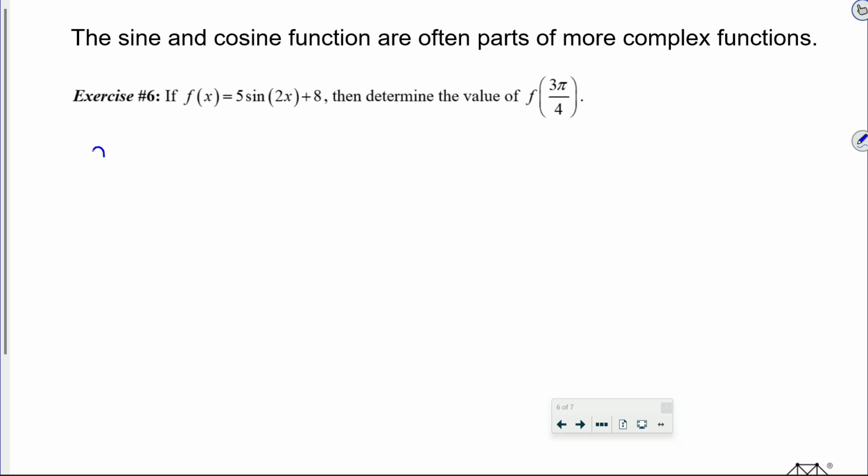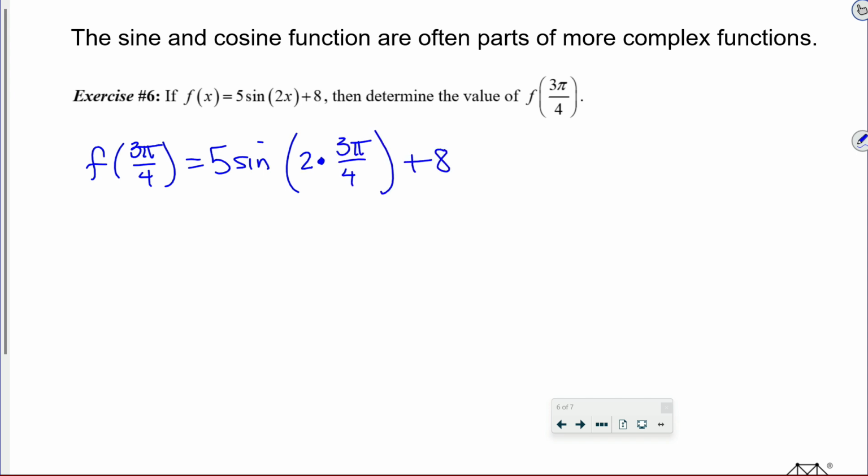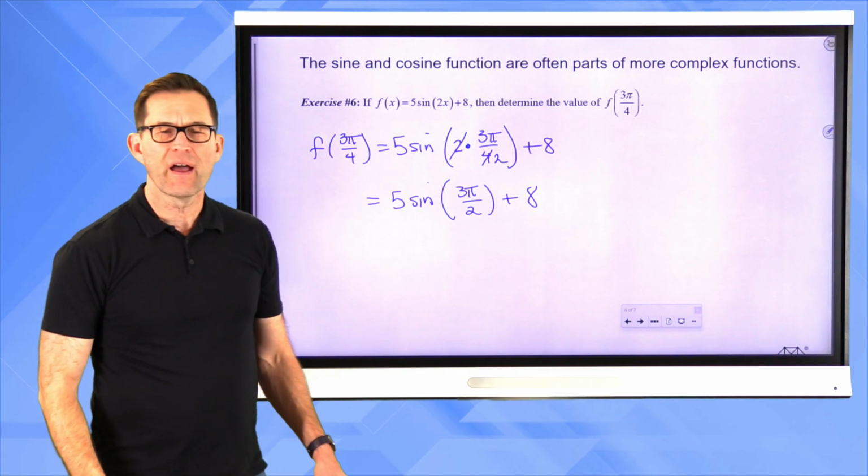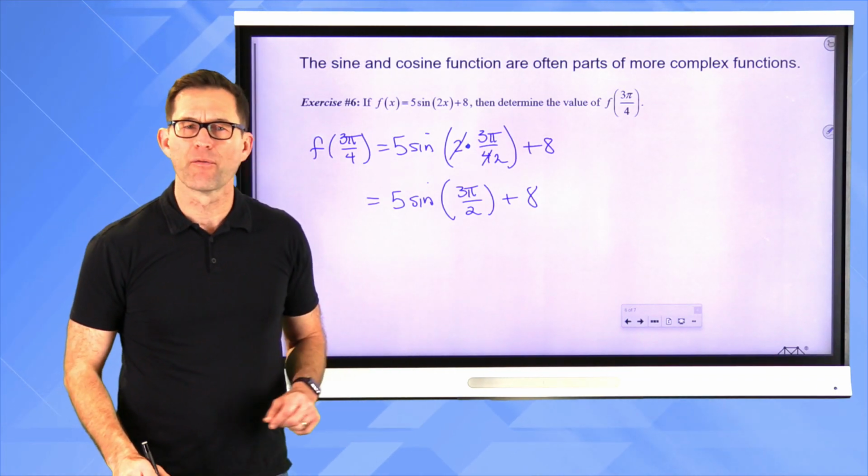So we've got f of 3 pi over 4. Let's just be true to what we're doing here. We've got the sine of 2 times 3 pi over 4, plus 8. Now I might as well simplify what's inside first. The 2 and the 4 will cancel, and that will leave me with the sine of 3 pi over 2 plus 8. Now I have to think about what the sine of 3 pi over 2 is.